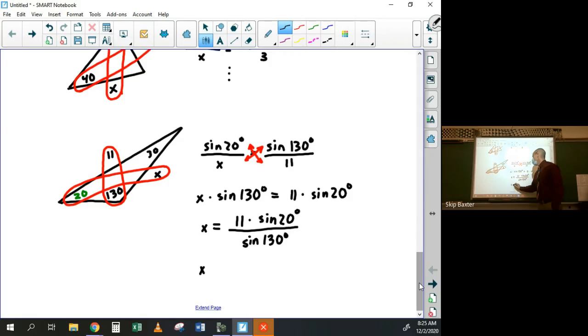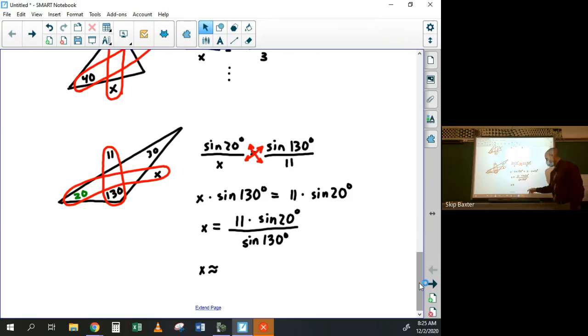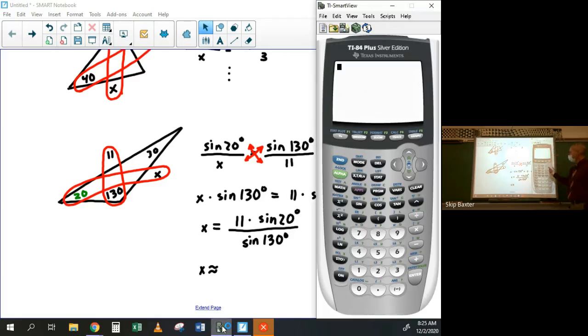And now we can use our calculators. You can use Desmos, you can use whatever calculator you want. I'm going to use this calculator just so I can see what I'm typing, so I don't have to memorize it when I switch back and forth between screens. So this is good. I want to make sure it's in degrees, first of all, and it is. So now I can just take 11 times the sine of 20 divided by the sine of 130.